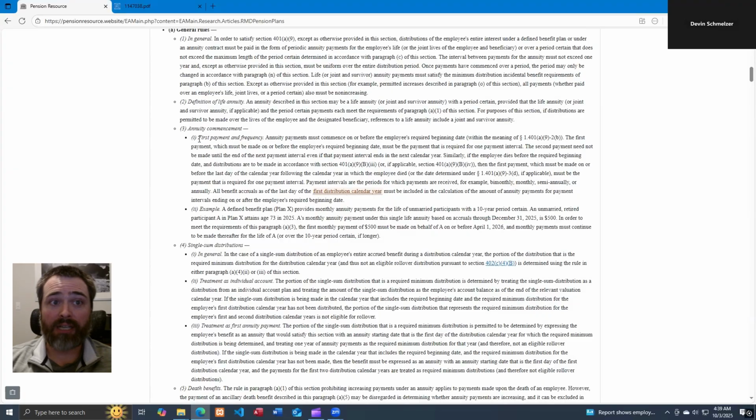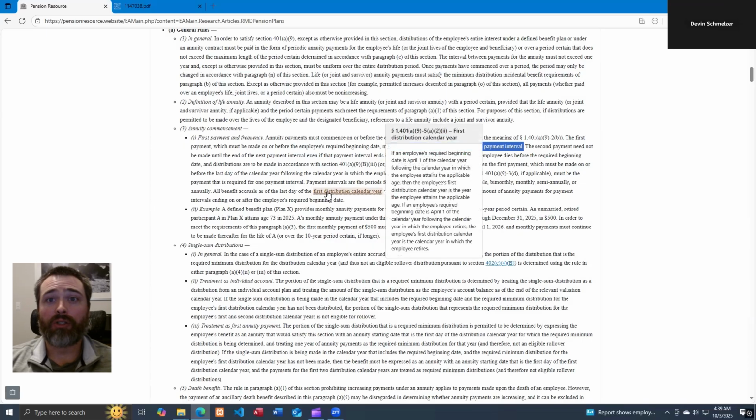All benefit accruals as of the first distribution year must be included. To confirm what technically is their first distribution year, we have to backpedal a bit. In -2, it says the first distribution year is defined at -5. To save us time, I created a popover of where this is defined. The first distribution year is the calendar year that they turn their applicable age.